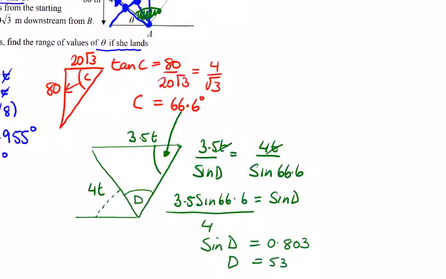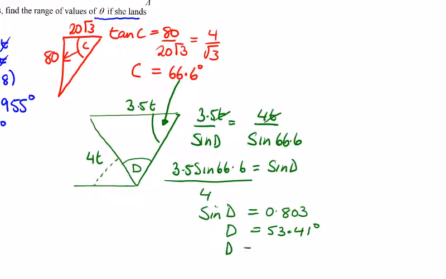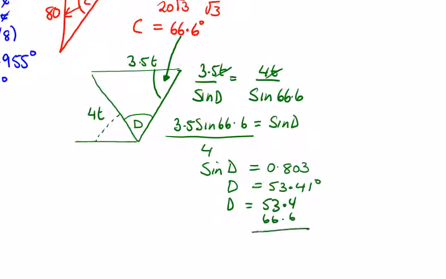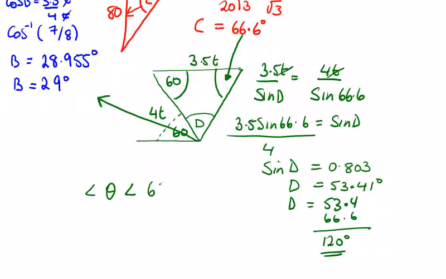That's giving me 53.41 degrees, which I'll round to 53.4, because I see now if I add 66.6 to it, I'm going to get 120 degrees, which would mean that this one is 60, which means that this one is 60. So my range of values for theta is between two values. The second one is 60 degrees, less than or equal to. The first one was 29 degrees, or if you want, leave it at 28.955, but I'm going to say 29 degrees to 60 degrees is my range of values for theta here.